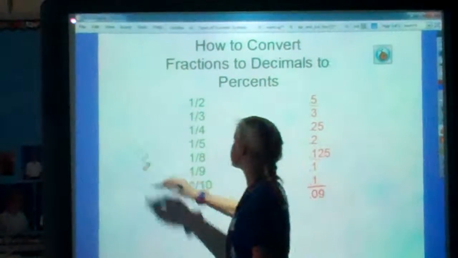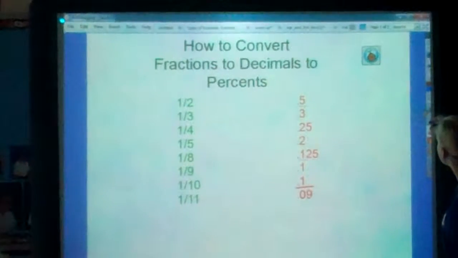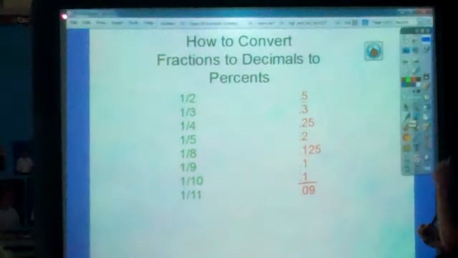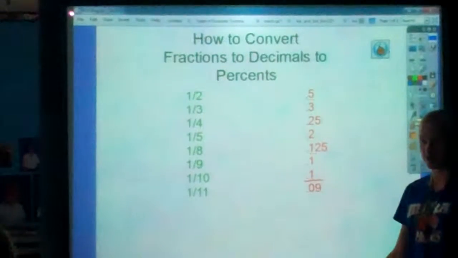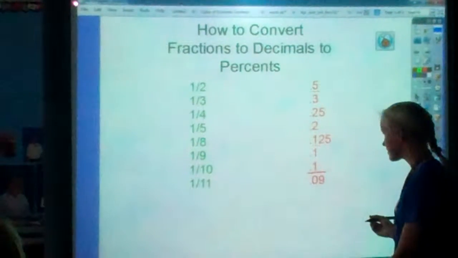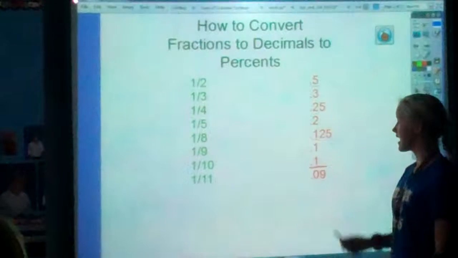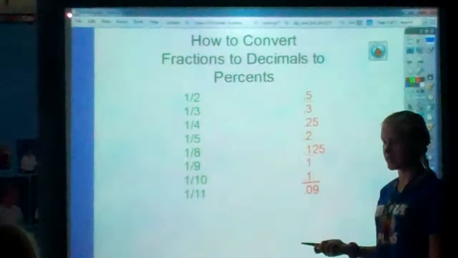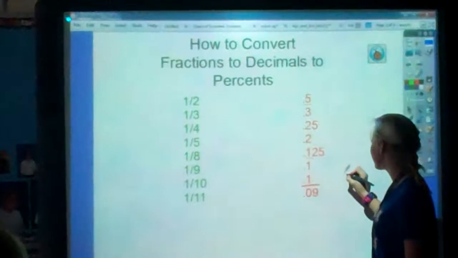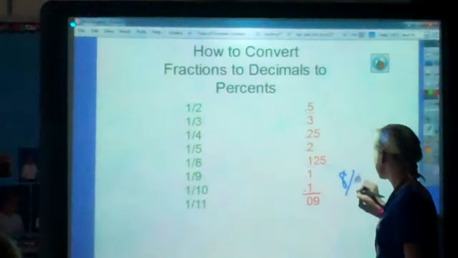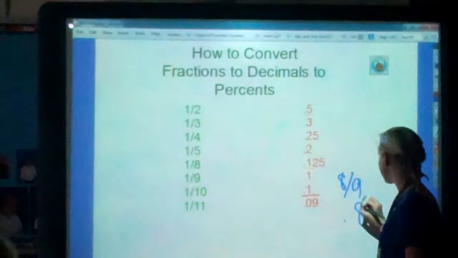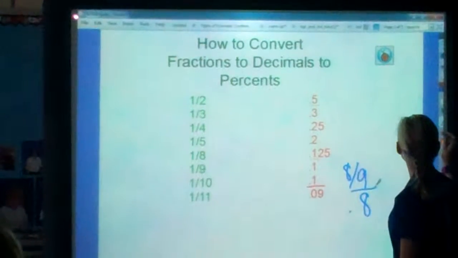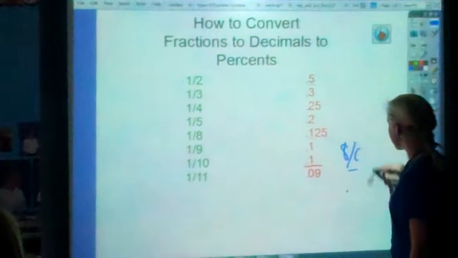Another easy way is some decimals have a pattern. For example, we'll go with the easiest one, 1/9. That always equals a repeating numerator. So if you have 8/9, it equals 0.8 on forever. So that's how we can do that.